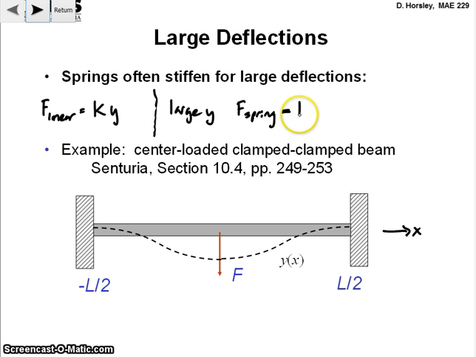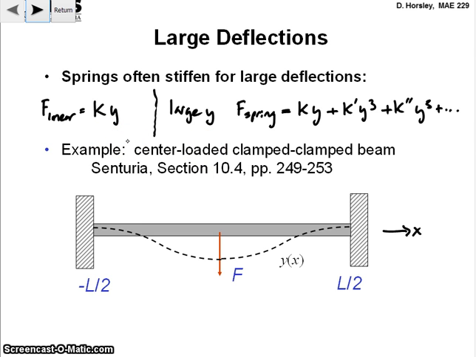At large displacements, we may get k times y plus some k prime times y to the third power plus some k double prime times y to the fifth power. So this is now some polynomial expression. This is clearly not the expression for a straight line, right? It's the expression for a polynomial. This may not be the exact expression for every spring, but when the deflections are large, we shouldn't really think about it as a single spring constant.